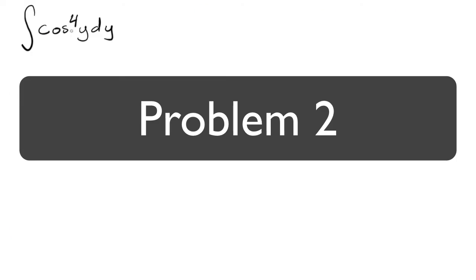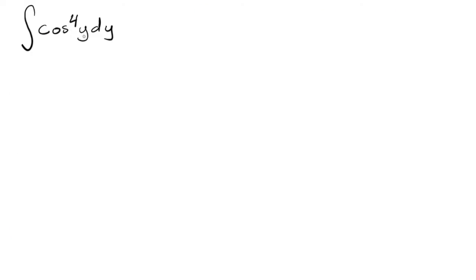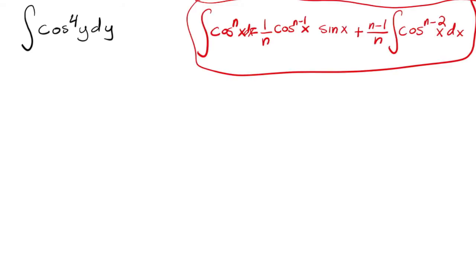Okay, so here we have cosine to the 4th y dy. And let's remember our reduction formula, which you should have memorized. I'll write it over here on the side. Okay, so what we're going to do, we're going to use it once only, just to get the degree down a little bit, and then we'll do the rest with identities.